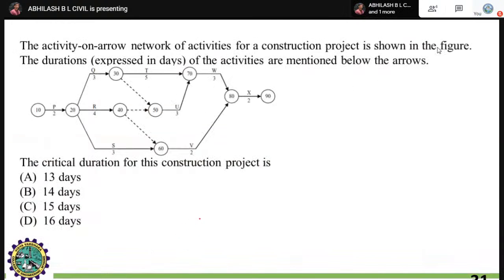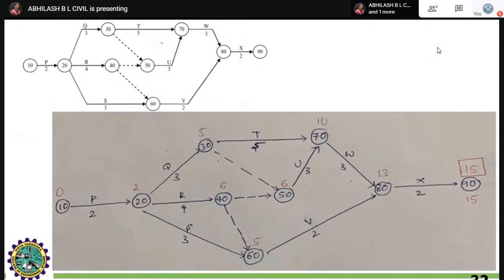And the last problem goes like this. The activity-on-arrow network of the activities of a particular construction project is shown in the figure. The durations, expressed in days, of the particular activities are mentioned below the arrows. You have to identify the CPM, that is, the critical duration only for this particular flowchart. Like this is a question.